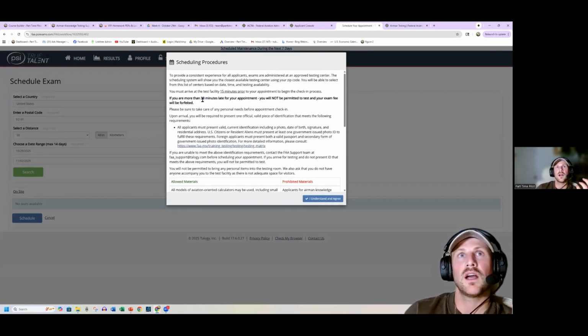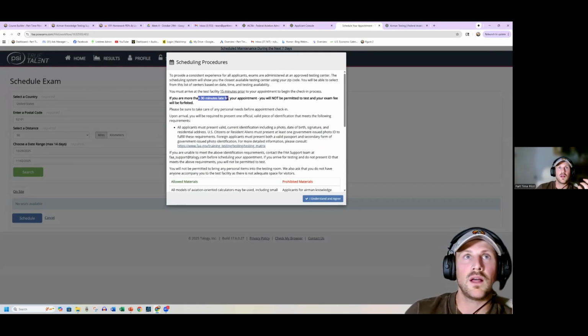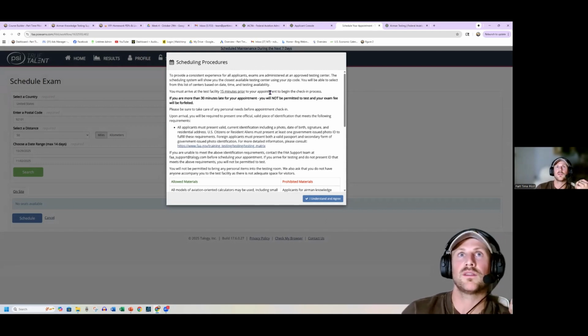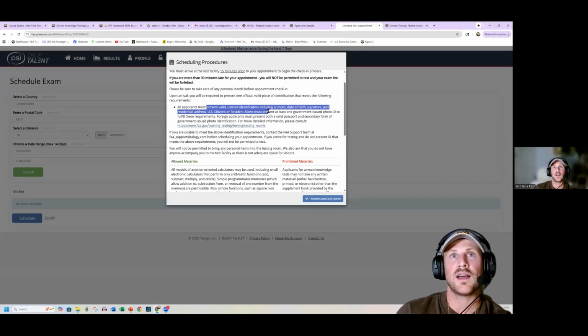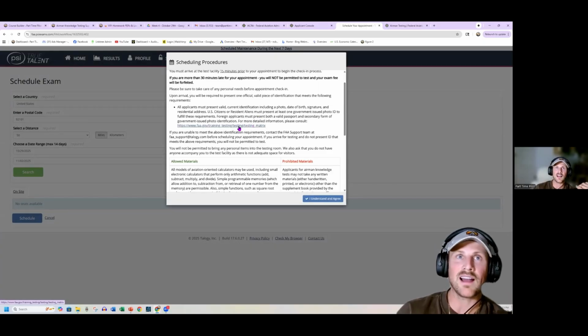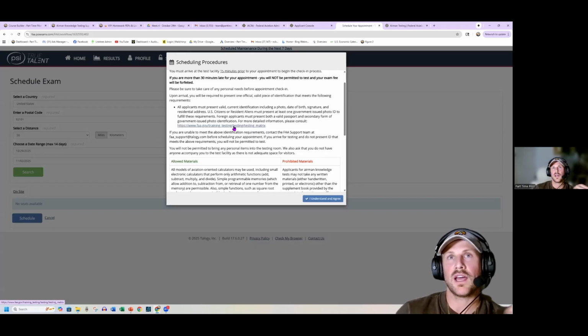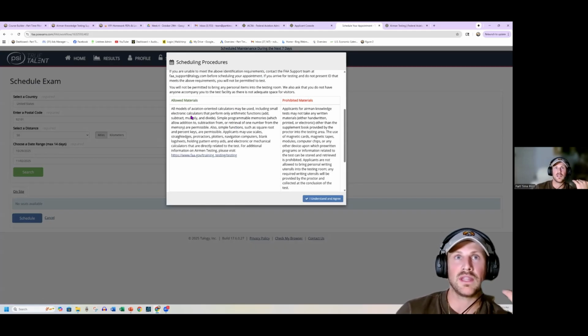Okay, they say if you're more than 30 minutes late, you're going to have to pay again for it. It's not going to work. They recommend arriving 15 minutes prior. You're going to have to show them a valid ID, and they have a testing matrix from the FAA of what makes an ID valid, and then you're going to have to have the endorsement from us. It also talks about the allowed materials and the prohibited materials.